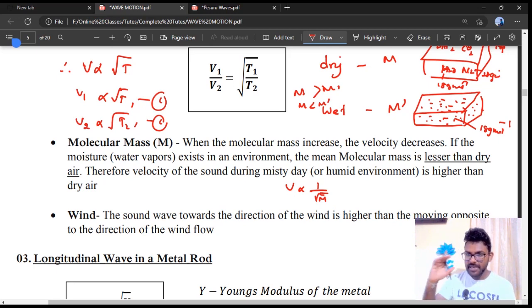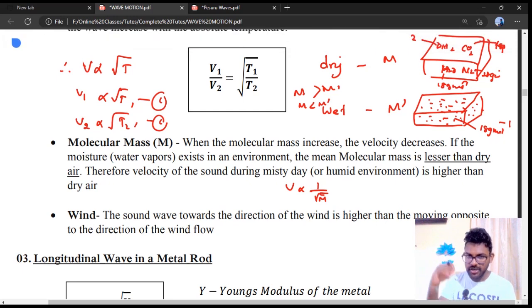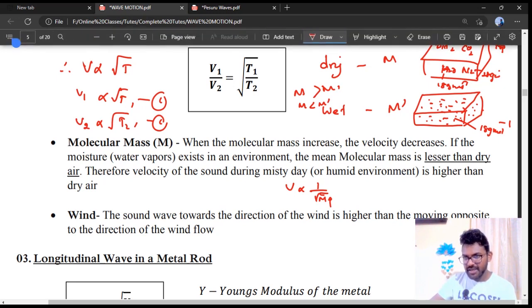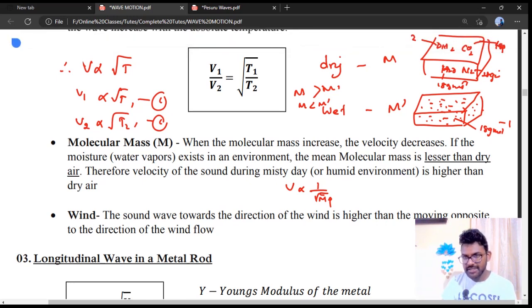So the mean molecular mass drops, right? We may have the idea that water molecules should be higher in mass, so the molecular weight increases. This should increase, but it's not, guys. Remember this one: if you have a humid condition or misty day, you have more water molecules than in a normal condition.